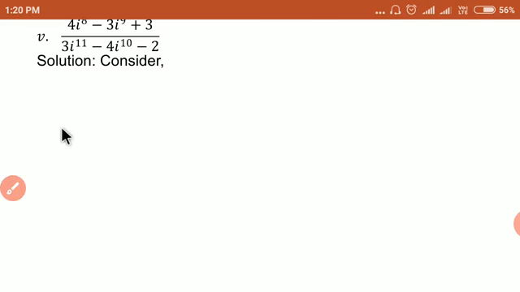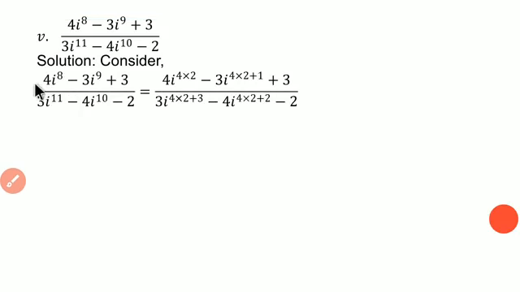So consider the expression and rewrite it as 4 into i^(4·2) - 3 into i^(4·2+1) + 3, since 9 can be written as 4·2 + 1. Now this i¹¹ can be written as 3 into i^(4·2+3) - 4 into i^(4·2+2) - 2.